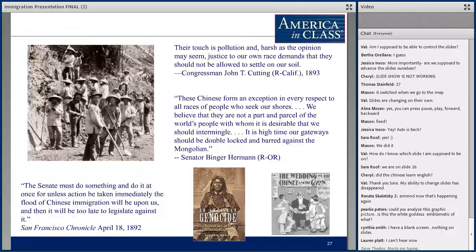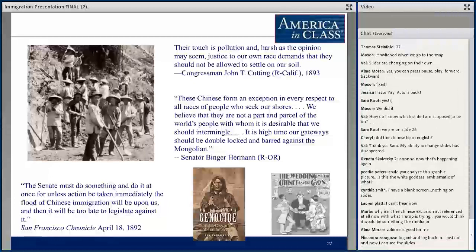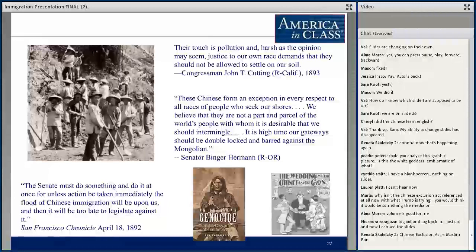After the passage of the Chinese Exclusion Act, many settlers in the West continued to press for a much more robust exclusion. Their concern was that the Chinese Exclusion Act did hold the Chinese population relatively steady. About 100,000 Chinese immigrants lived in the United States in 1882, but 100,000 continued to live in the United States in 1892. And they wanted to find a way to root out and remove Chinese immigrants from the American West.